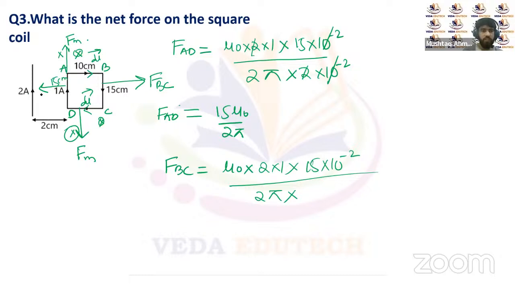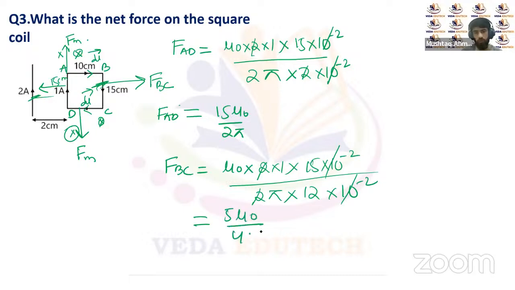The separation between this wire and this BC here has to be 12 centimeters, right? It will be 12 into 10 to the power minus 2, right? So this and this will get cancelled, this 2 and 2 will get cancelled. We'll be left with 15 upon 12, we can write it as 5 upon 4, right? So it will be 5 mu naught upon 4 pi, right? So this is F_BC, right?